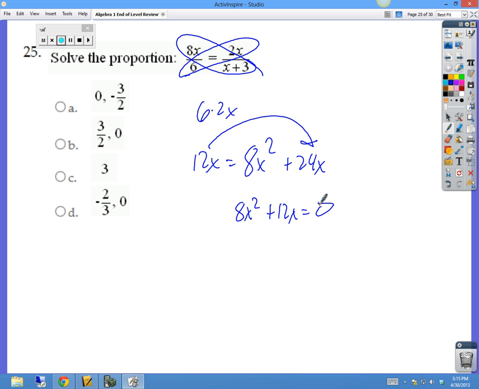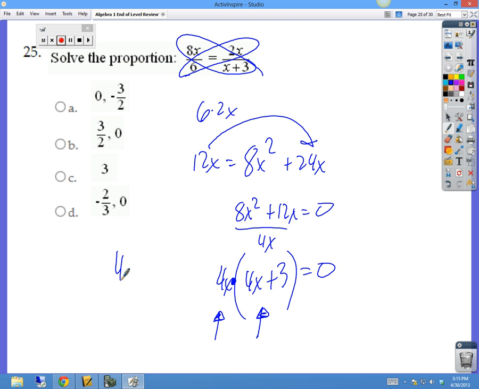And then factor it. I'm going to divide them both by 4x. So I'm going to have 4x times 4x plus 3 equals 0. Now, I got a multiplication problem. My answer is 0. The only way I can times and get 0 for an answer is if you times by 0. So either this guy is a 0 or this guy is a 0. What would make this guy a 0? 4x equals 0. 4 times what is 0? So x would have to be 0 to make this one true.